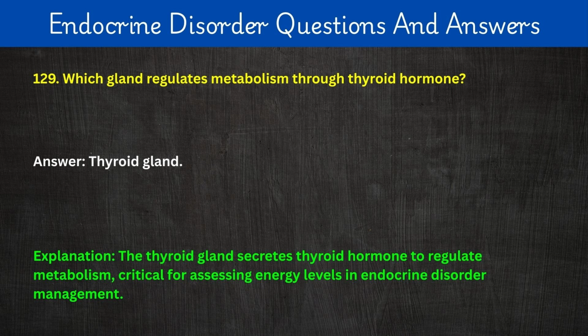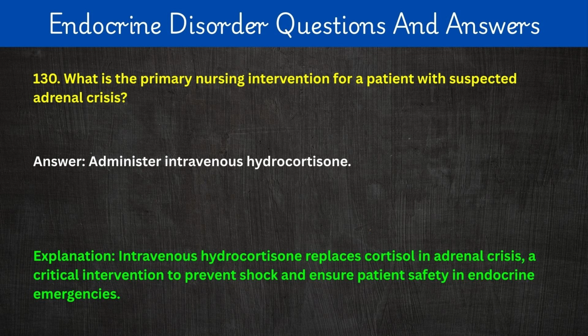130. What is the primary nursing intervention for a patient with suspected adrenal crisis? Answer: administer intravenous hydrocortisone. Explanation: intravenous hydrocortisone replaces cortisol in adrenal crisis, a critical intervention to prevent shock and ensure patient safety in endocrine emergencies.